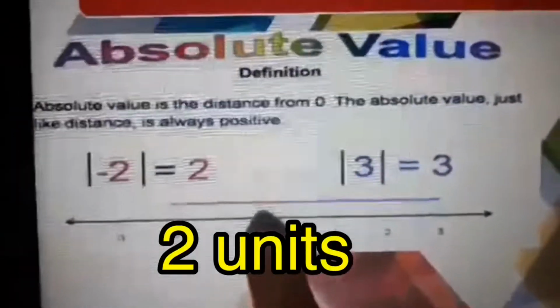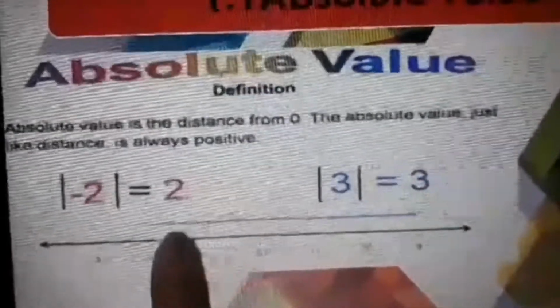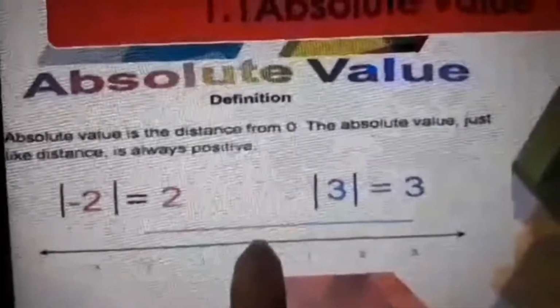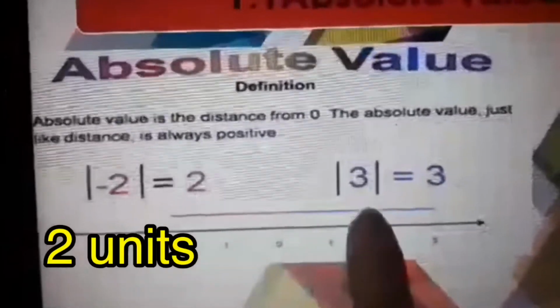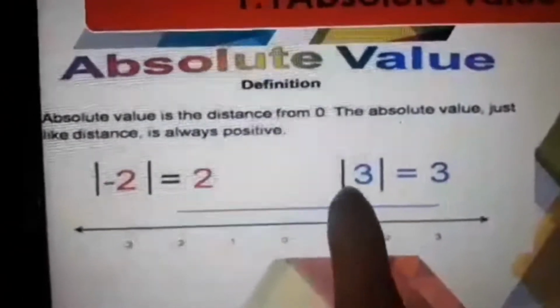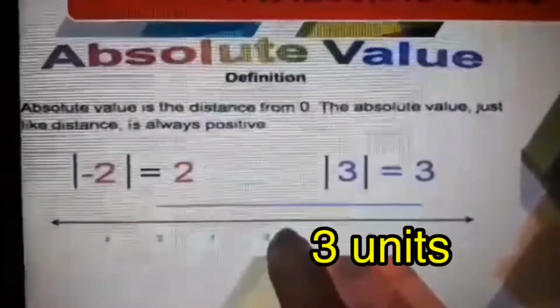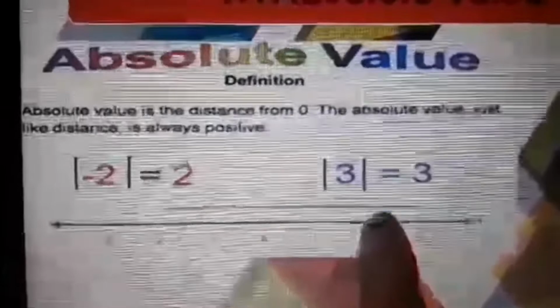And how many units are there here? There are 2. 1 and 2. Starting from 0, you count 1, and 2. So therefore, there are 2 units here. On the other side, the absolute value of 3 is equal to 3. So how many units? There are 3 units. So we have 1, 2, and 3.